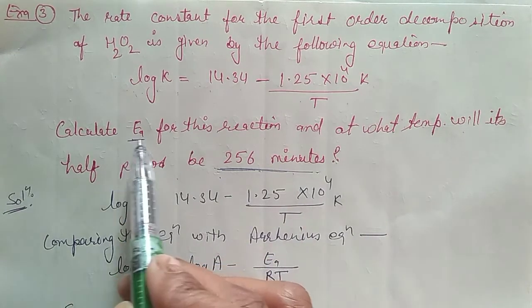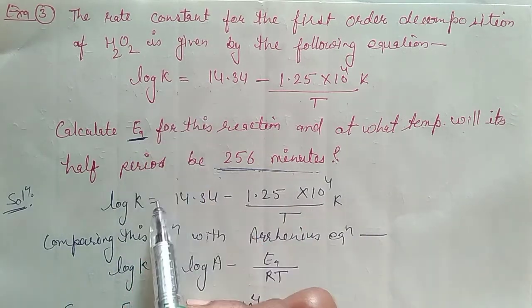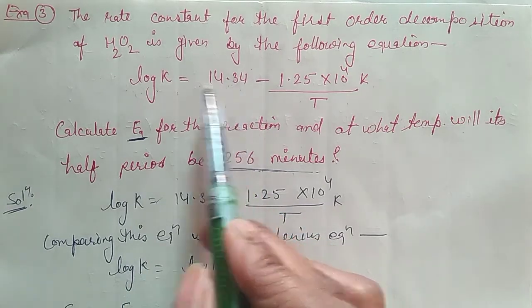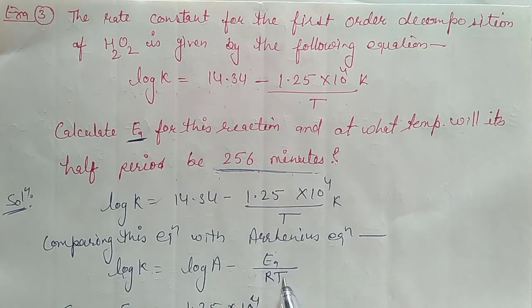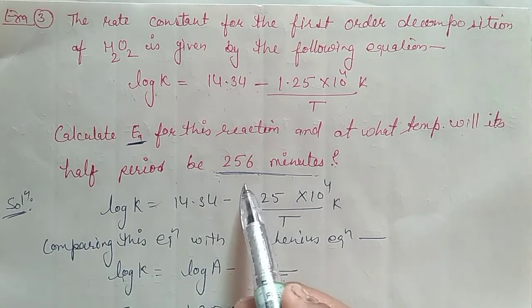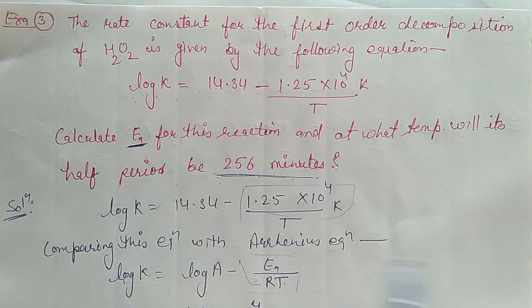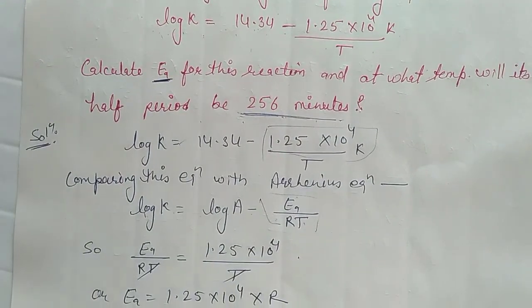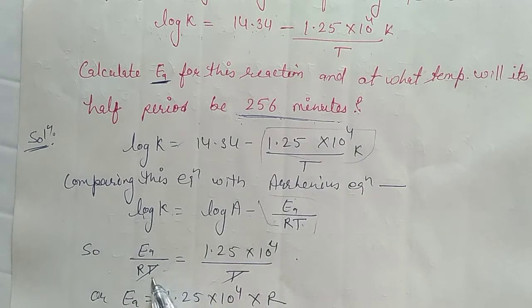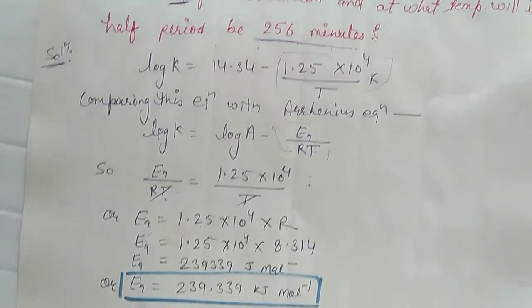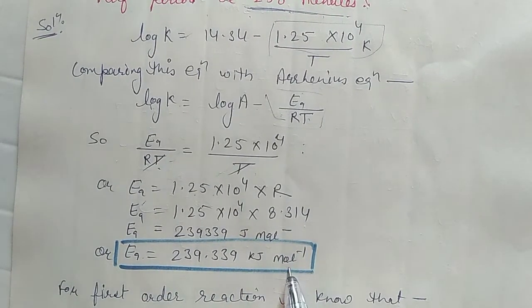First of all, we have to calculate the value of Ea. This is the main equation and we will compare it with the Arrhenius equation. Another form of the Arrhenius equation is log k is equal to log A minus Ea upon RT. So we can compare these. Ea upon RT is equal to 1.25 into 10 to the power 4 upon T. T is cancelled by T. R is taken here. So Ea will be equal to 1.25 into 10 to the power 4 R. The value of R is 8.314, so we can calculate Ea.